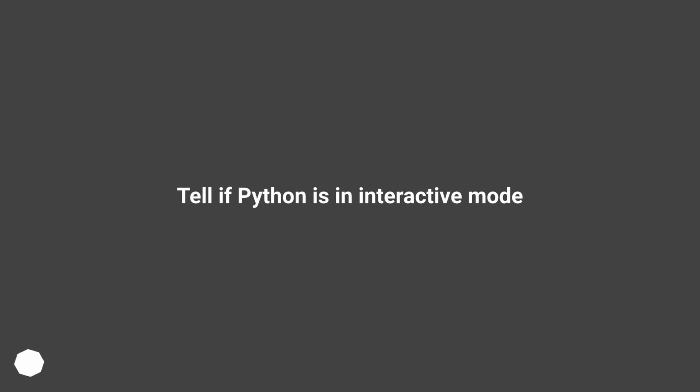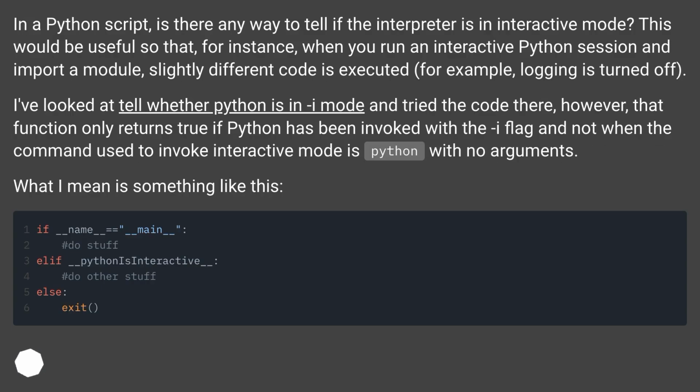Tell if Python is in interactive mode. In a Python script, is there any way to tell if the interpreter is in interactive mode? This would be useful so that, for instance, when you run an interactive Python session and import a module, slightly different code is executed. For example, logging is turned off.